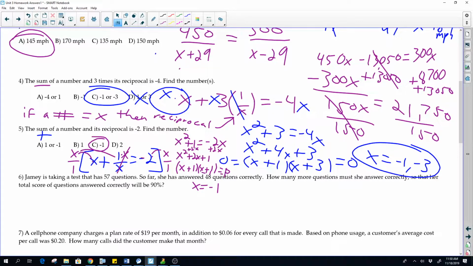Cool. Okay, Jamie's taking a test that has 57 questions. So far, she's answered 48 of them correctly. So far, 48 out of 57 questions.